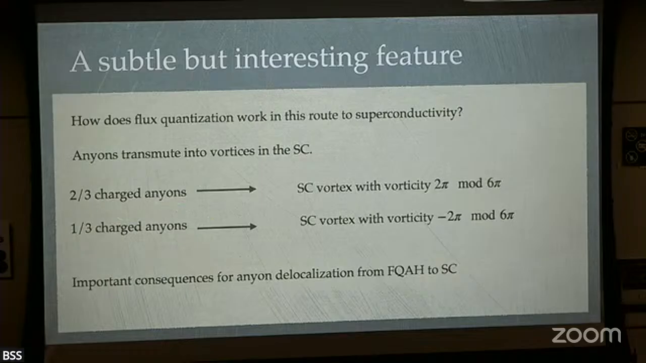So the thing to imagine is, imagine you do this in a disk with a hole in the middle, and you thread an anyon through that hole, and then you evolve from the fractional quantum Hall state to the superconductor. Now, what state of the superconductor are you reaching? Right? And the answer is that if what's being threaded is a 2/3 anyon, then you get a superconducting vortex with vorticity 2 pi for the Cooper pair phase. So it corresponds to a plus h over 2e vortex. But this is true only mod 6 pi, meaning it could also nucleate a minus 4 pi vortex. Right?